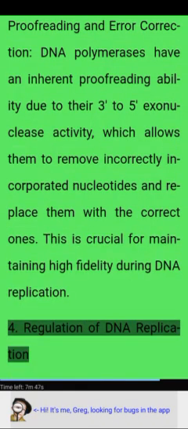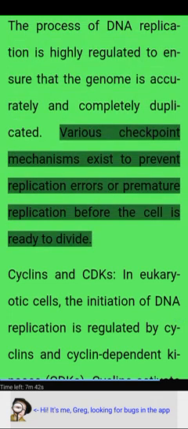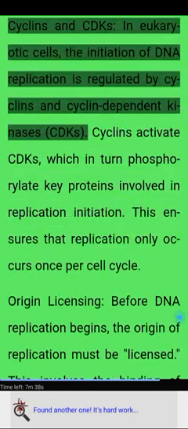4. Regulation of DNA replication. The process of DNA replication is highly regulated to ensure that the genome is accurately and completely duplicated. Various checkpoint mechanisms exist to prevent replication errors or premature replication before the cell is ready to divide.